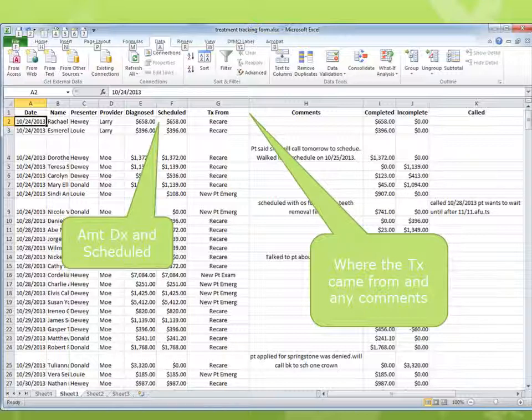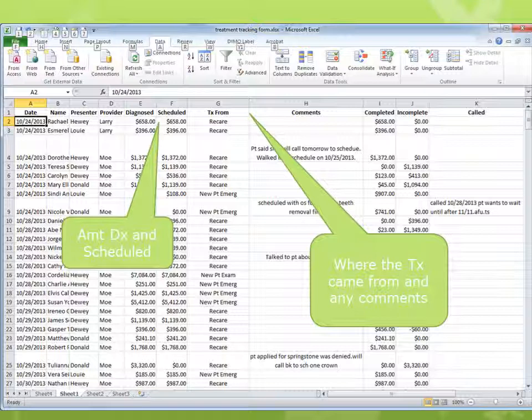So the patient, you're making the financial arrangements, the treatment plan was $658. The patient says, okay. They understand their payment options and they scheduled. So you're going to put $658 there. If for some reason they did not schedule, you'd put a 0 there.